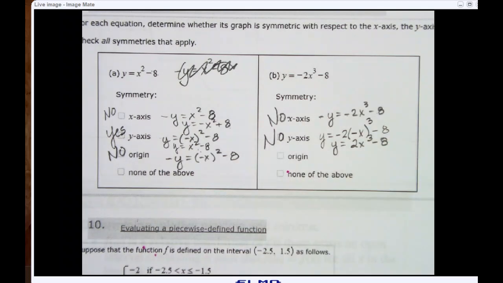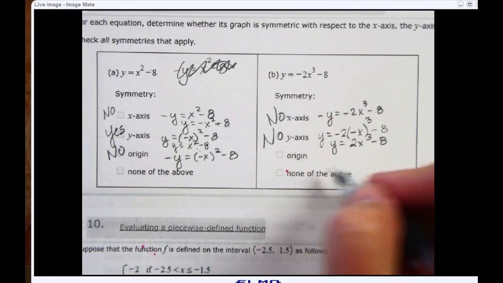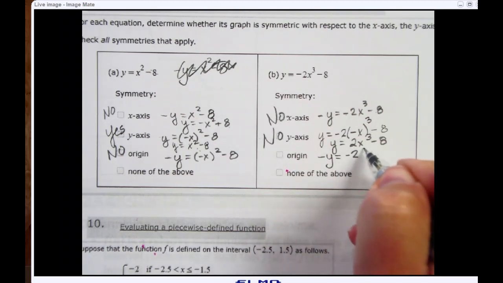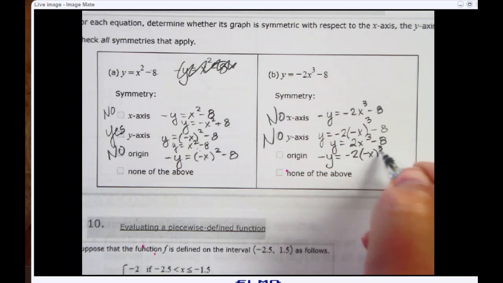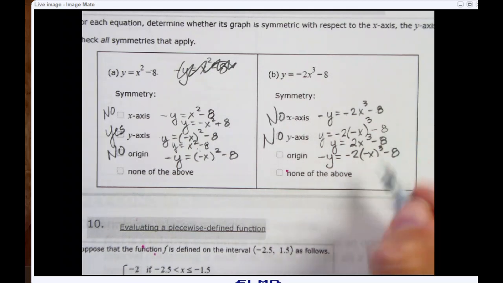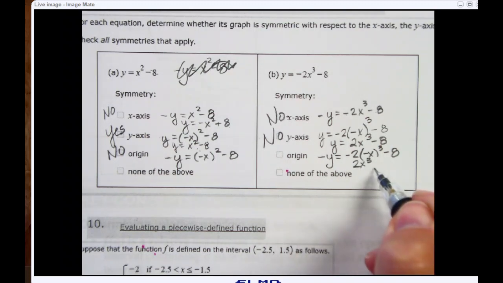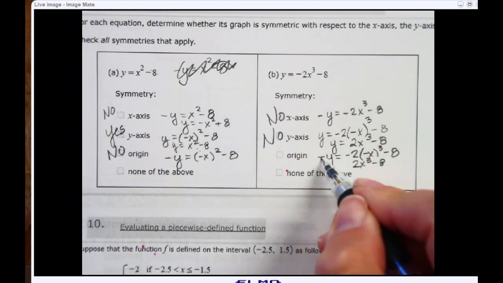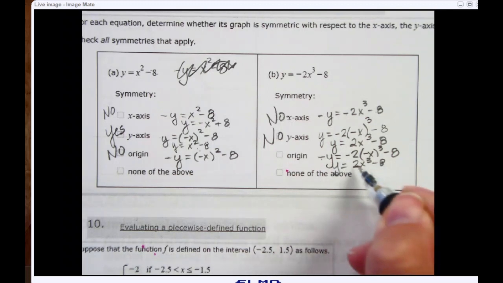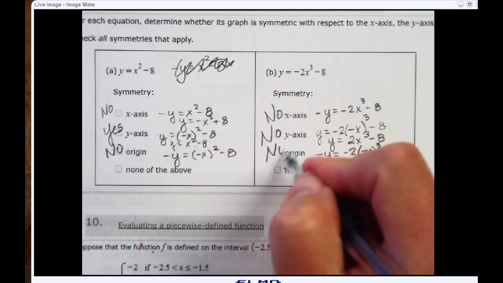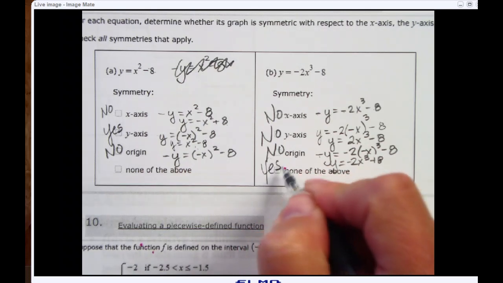Let's try the origin. What do I do? Both of them. Negative 2, negative x cubed, minus 8. So I know this is going to be a 2x cubed minus 8. But what happens when I divide by that negative? I get the wrong sign on that 8, don't I? Yeah. So this is a no. So that's why it's none of these.